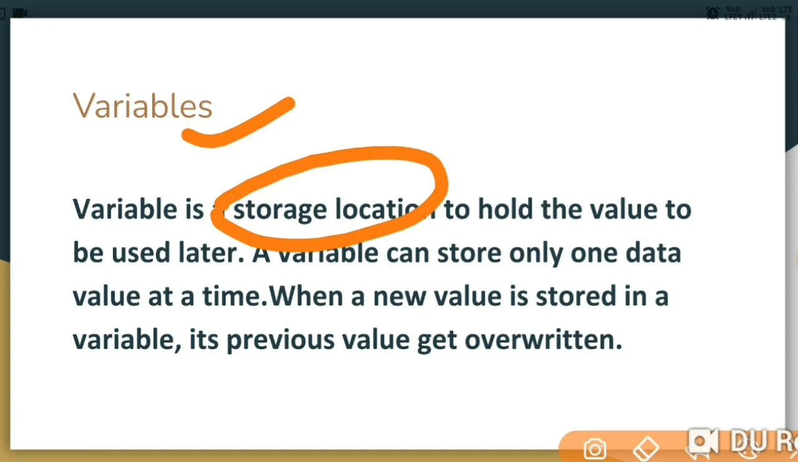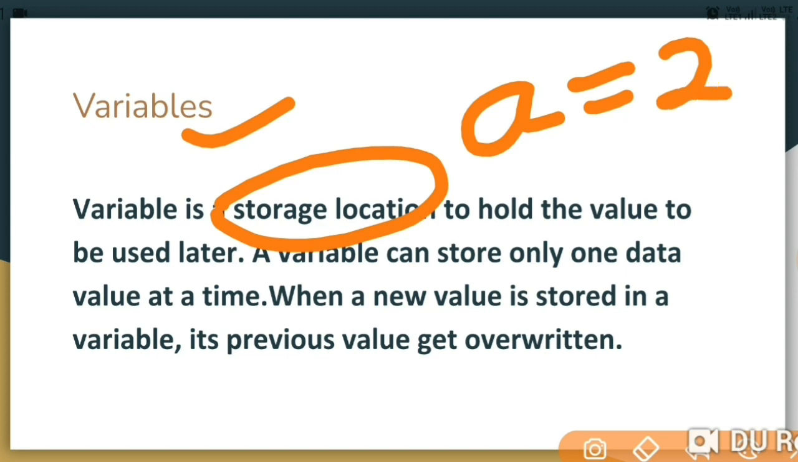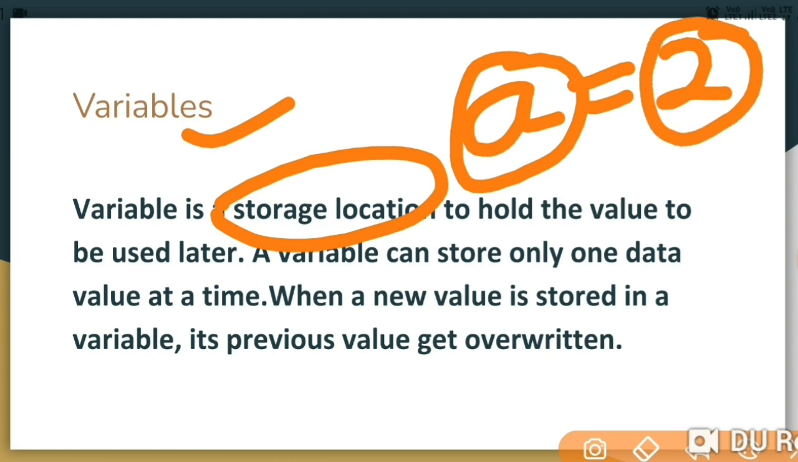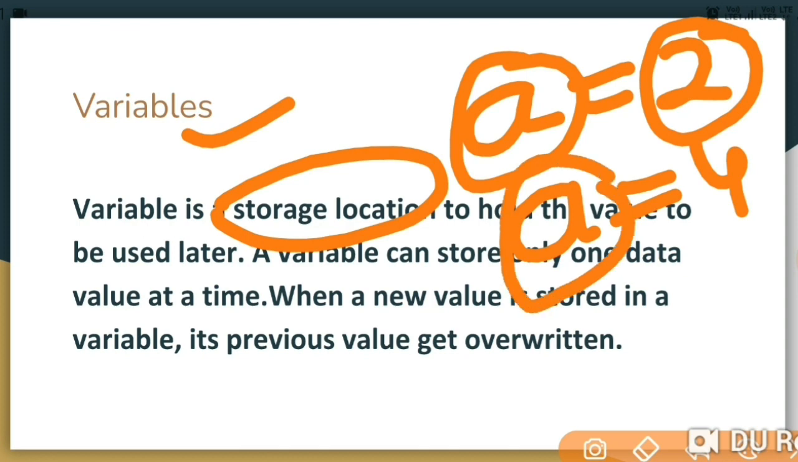A variable can store only one data value at a time. When a new value is stored in a variable, the previous value gets overwritten. If there is a letter A, you assign the value 2. Here is called the variable and here is called the value. If you assign a value to a variable, you can also change it. So how can you change it? Suppose there is the letter A and you assign the value 2, then again you can write A equals 4. So this A is overwritten by 4. So A is known as a variable.